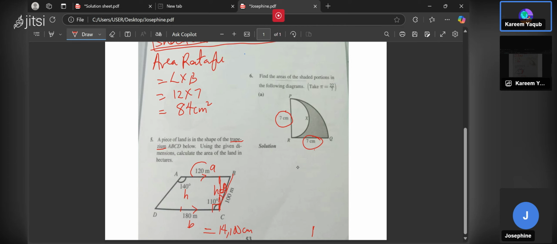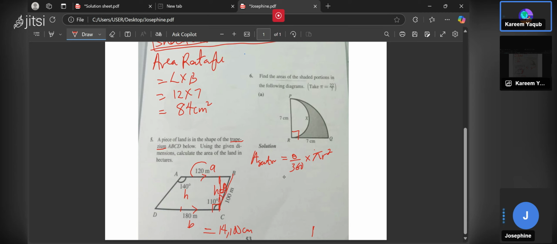So you calculate the area of the sector, then calculate the area of the semicircle. You remove the area of the semicircle from the area of the sector. So what is the area of a sector? Area of a sector is theta over 360 times pi r squared. Theta is the angle the sector subtends at the center, and that is 90 degrees here.